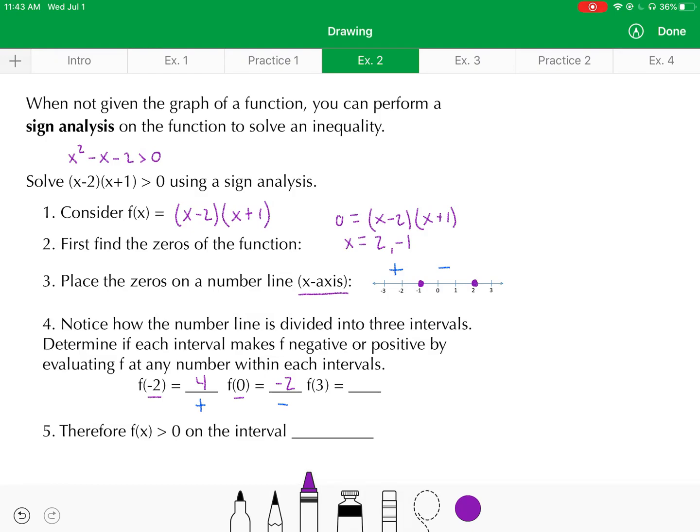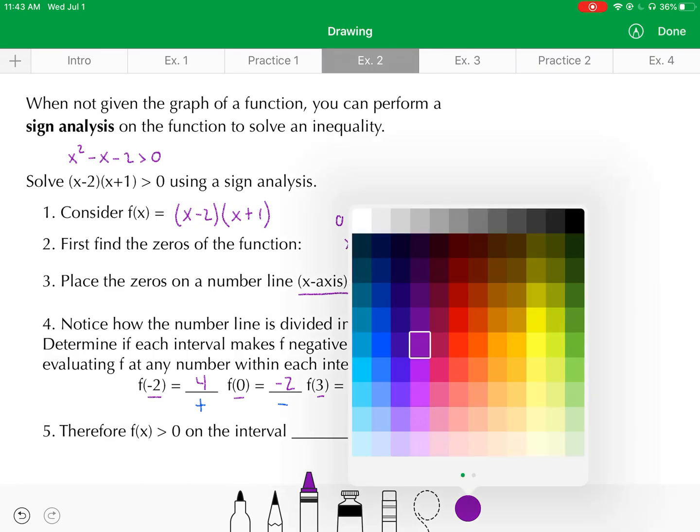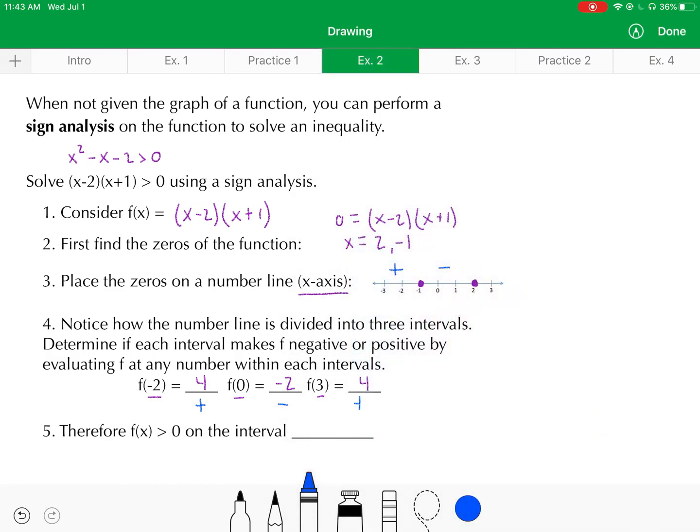The final interval is from 2 to infinity, and I've chosen the value of 3 to plug in. F of 3 results in 4. 4 is a positive number, so I'm going to place a plus sign in that interval, okay? Now, understand how the positive and negative signs relate to the graph of the quadratic function, okay?